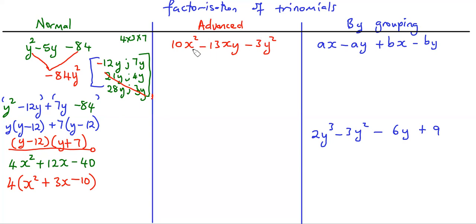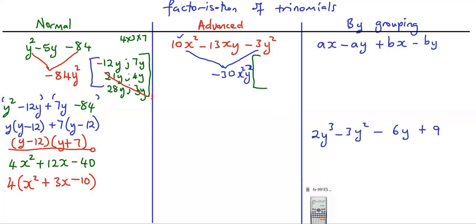Now, let's look at the advanced one. Remember what we said, the coefficient here is not 1. So what do we need to do? We're still going to do the same thing that we have learned in the previous question, where we multiply the first term and the last term. When you multiply the 2, it's going to give us a negative 30x squared y squared. Now, again here, we need to get the factors.